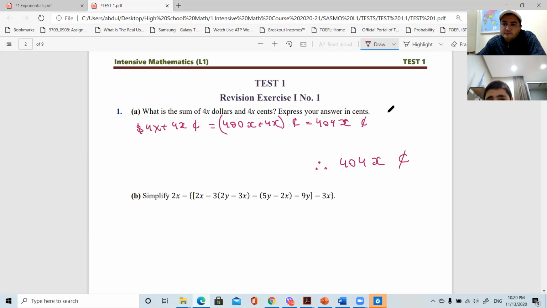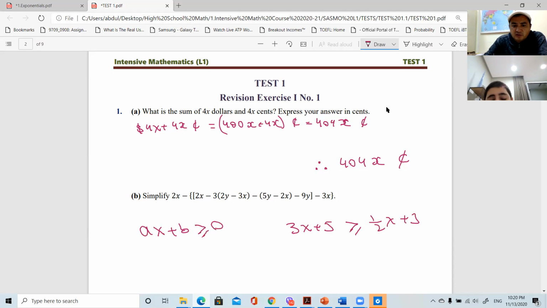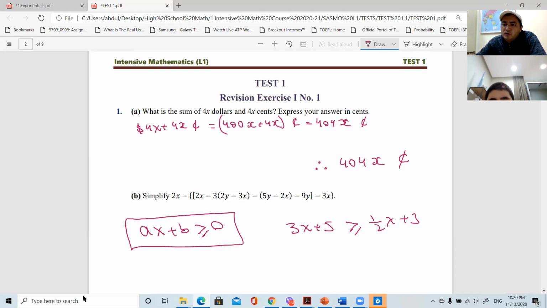Is this a linear inequality? Like what type? Is it like y equals x? It's more like 3x plus 5 is greater than or equal to 1 over 2x plus 3, for example. Linear inequality means we have a linear expression that is greater than or equal to 0. We call this linear inequality. And how do you solve this? Similar to a linear equation. The only difference is when you divide or multiply both sides by a negative number, we have to change the inequality sign.